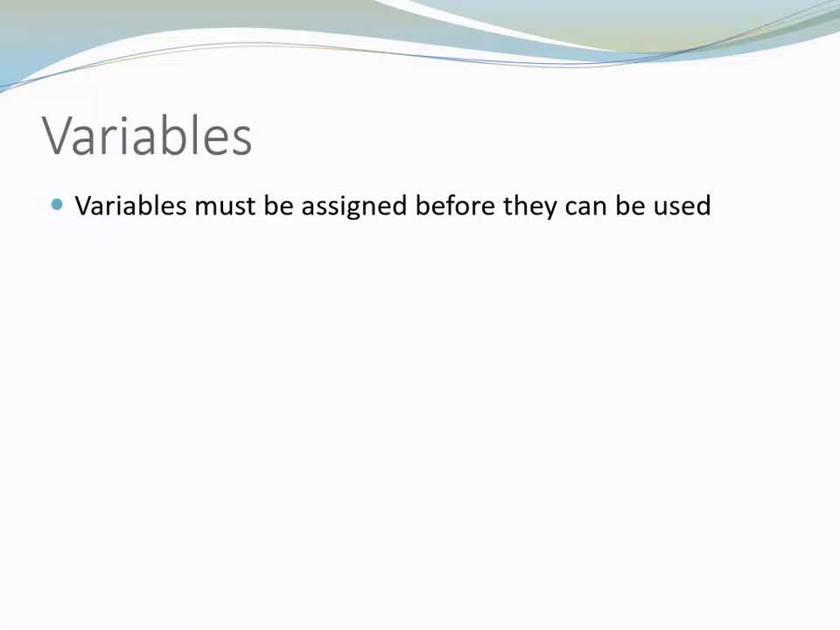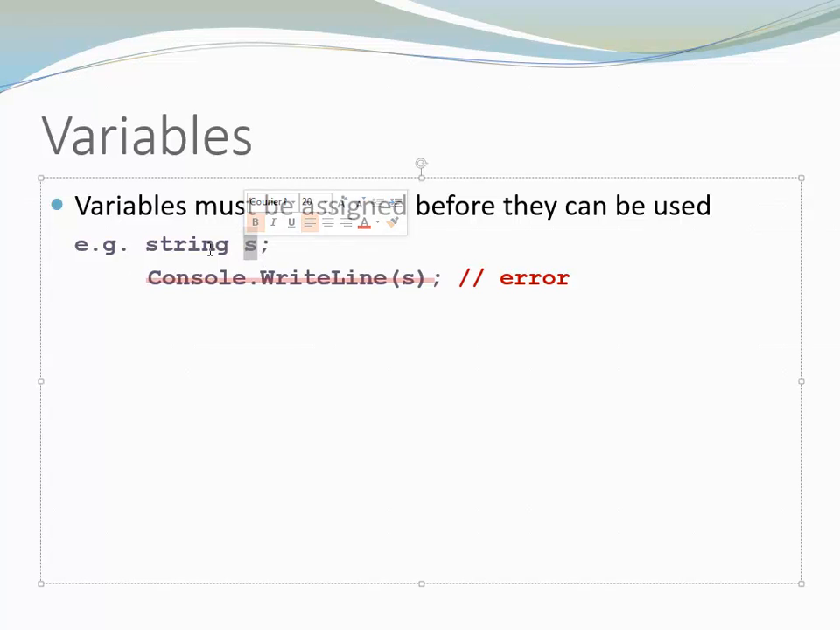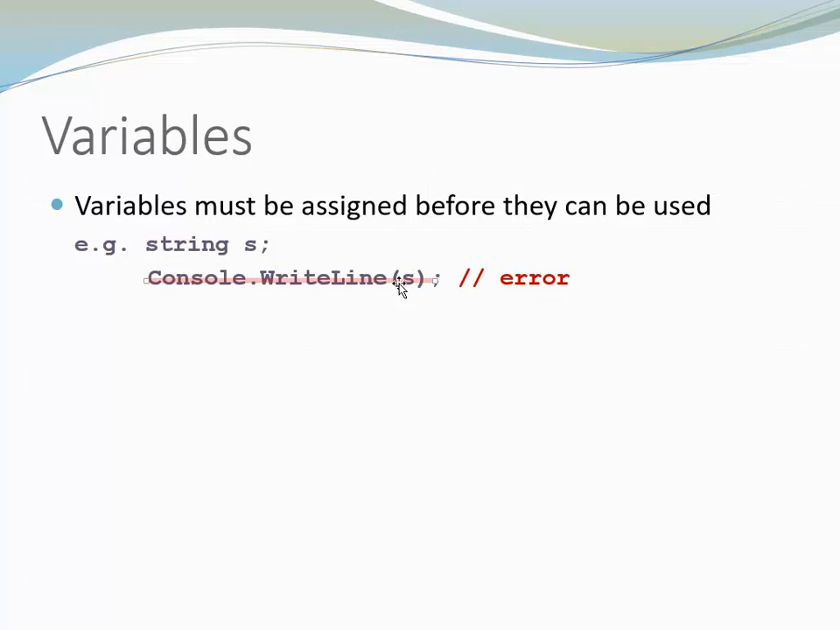Variables must be assigned before they can be used. So here I have a declaration of a variable s of type string, and then I try to print my s, but s has never been assigned a value. So that's a problem, a compile time error.